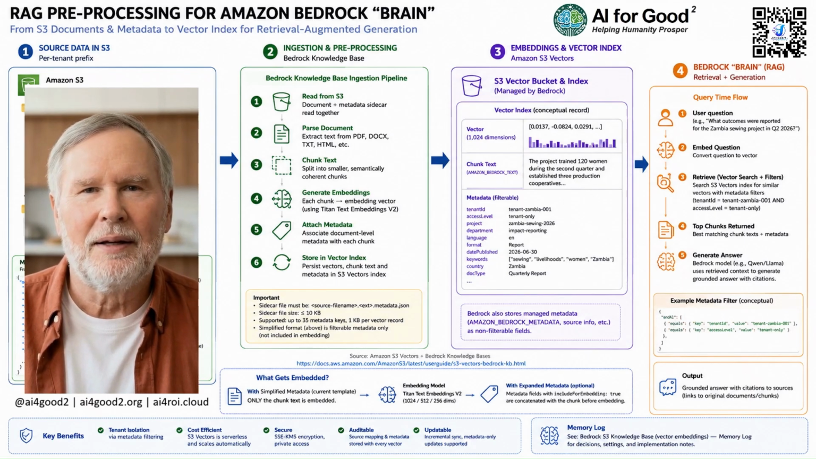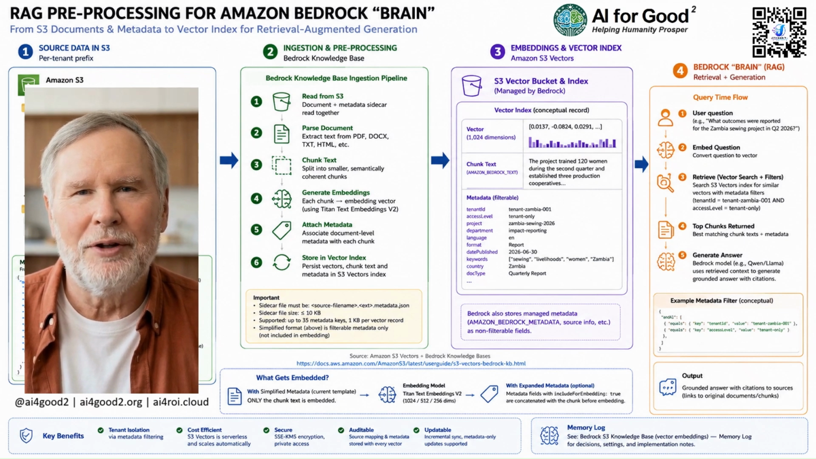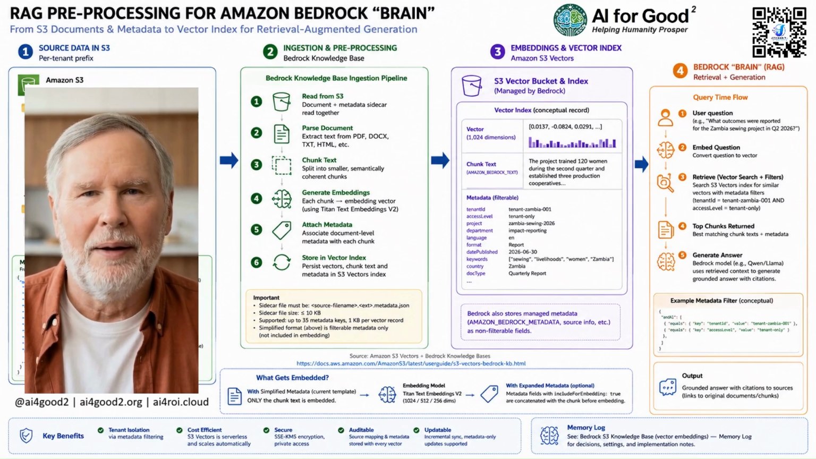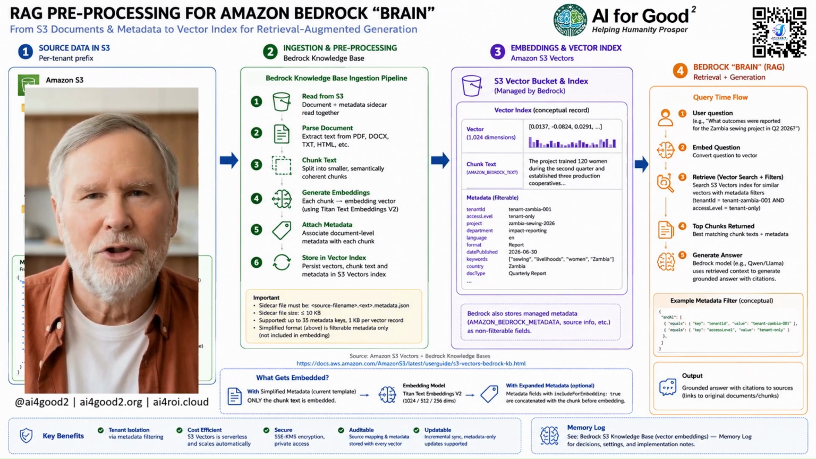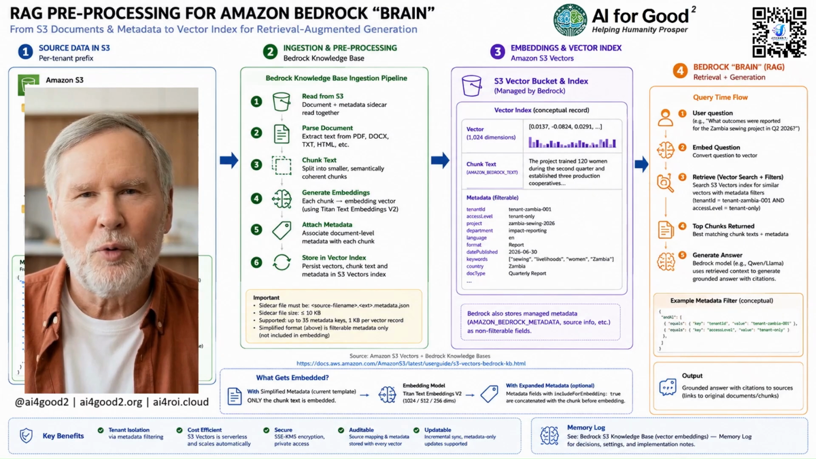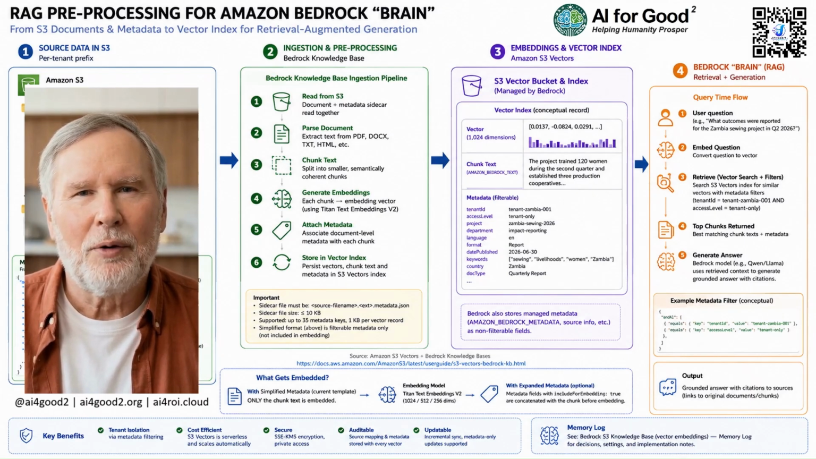A highlighted important callout in this section reminds us that the metadata sidecar must follow a strict naming convention, .metadata.json, and is limited to 35 keys with a total size under 1 kilobyte per vector, keeping the system lean, auditable, and efficient. From there, the flow moves to the center right of the diagram.